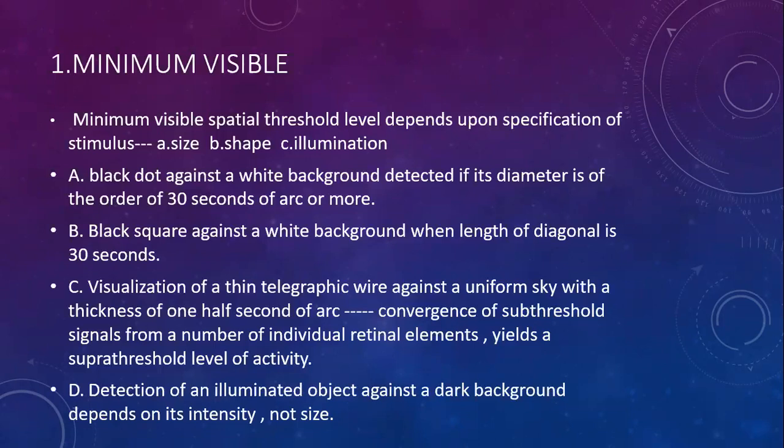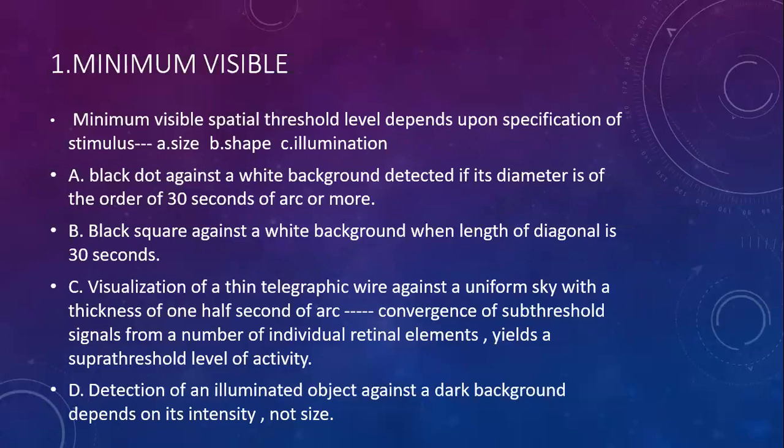A black dot, for example, a black dot against a white background is detected if its diameter is of the order of 30 seconds of arc or more. So when you can see anything in the white background, it should subtend more than 30 seconds, the visual angle. Otherwise, a black square against a white background with a diagonal length of 30 seconds. So minimum visible is that, although we said just now that angles are 1 minute apart and then 5 minutes apart. But here, you can say minimum visible is at least 30 seconds.